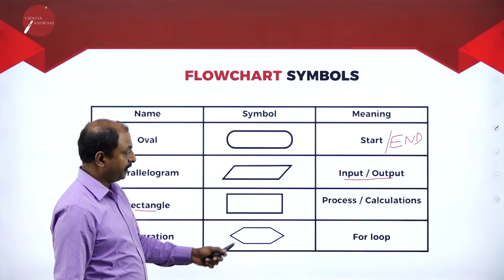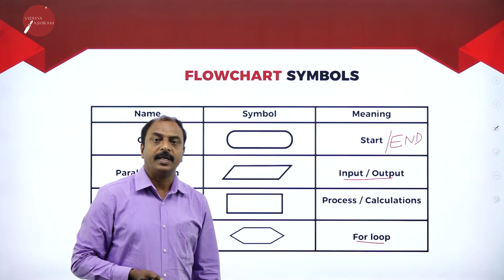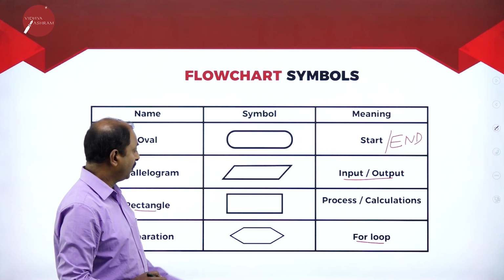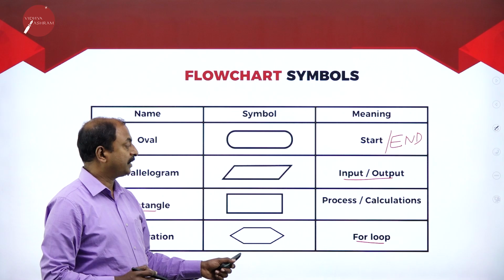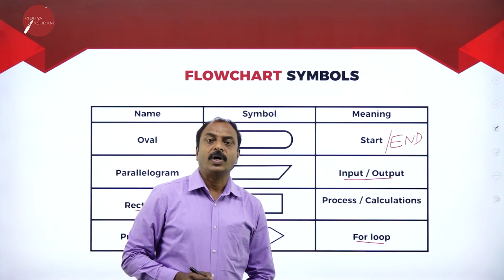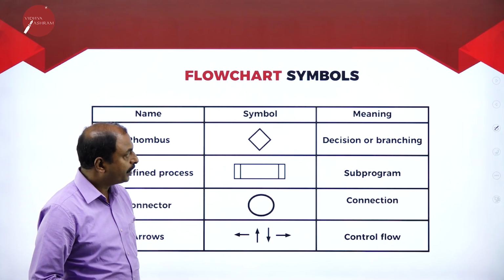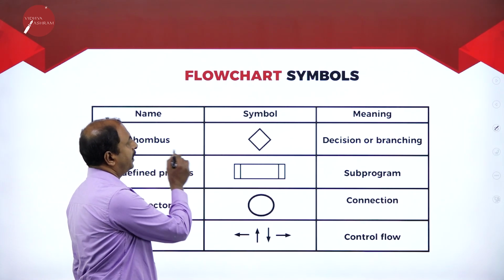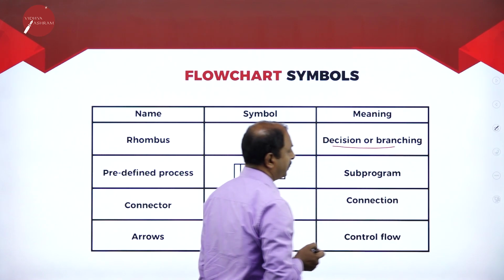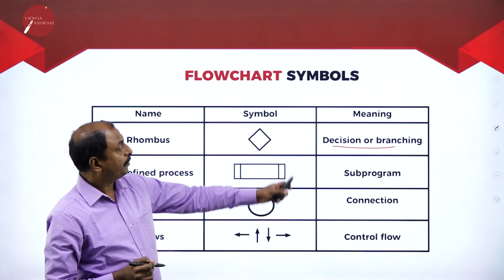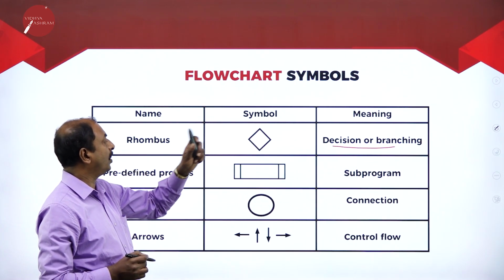Next, preparation. We use this for a for loop, a type of program construct. This is the symbol we use to represent a for loop. The for loop is used for repetition of statements. Next one is the rhombus. This is a rhombus, used for decision and branching. To represent a decision or branching statement, we use the rhombus.